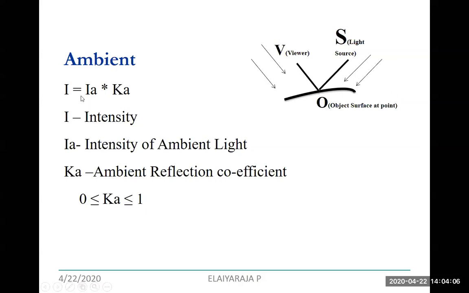So I, the intensity of ambient, is equal to the intensity of the ambient light multiplied with the ambient reflection coefficient. Okay, multiplying your intensity of ambient light with the coefficient of the ambient reflection gives your intensity value of ambient.